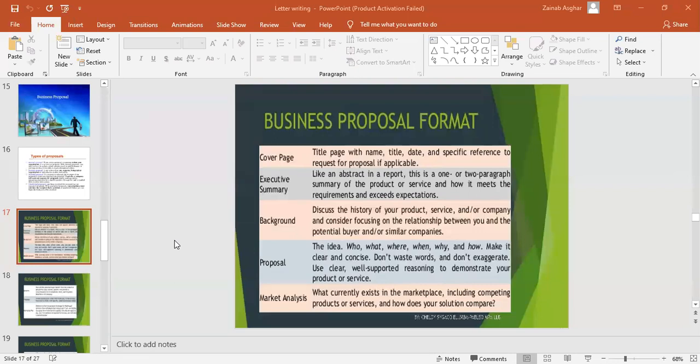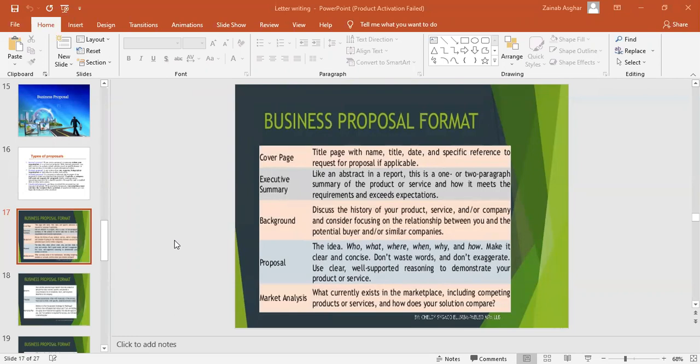And how you can compare it with the other products present in the market. So you have to know what currently exists in the market, what kind of products are there. For example, if your company is based on cell phones or any gadget, you will see the competing products or services in that area. And how does your solution compare?